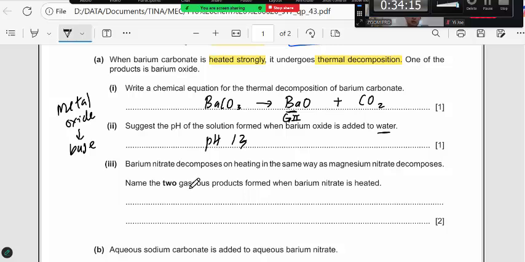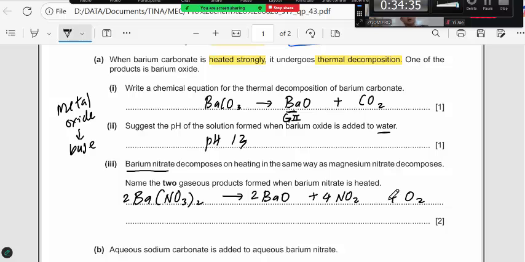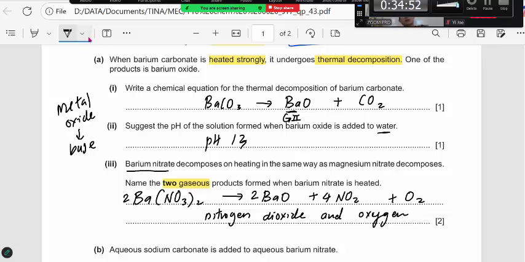This equation, I'm going to teach you barium nitrate. Thermal decomposition means I heat up the salts. Barium nitrate, if you heat it up, becomes barium oxide, nitrogen dioxide, and oxygen. The question is asking for the two gas products, so nitrogen dioxide and oxygen. So this one and this.